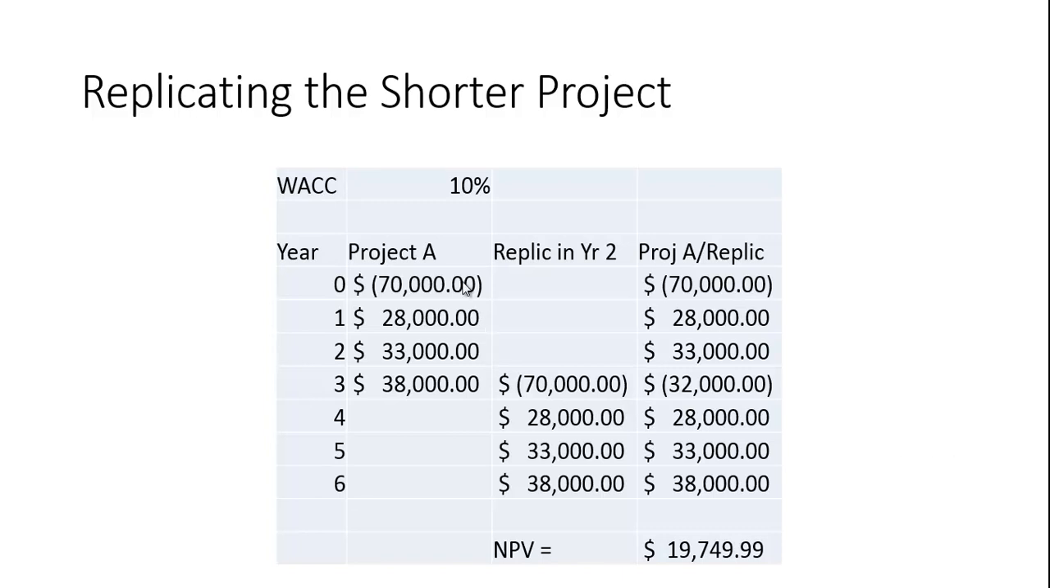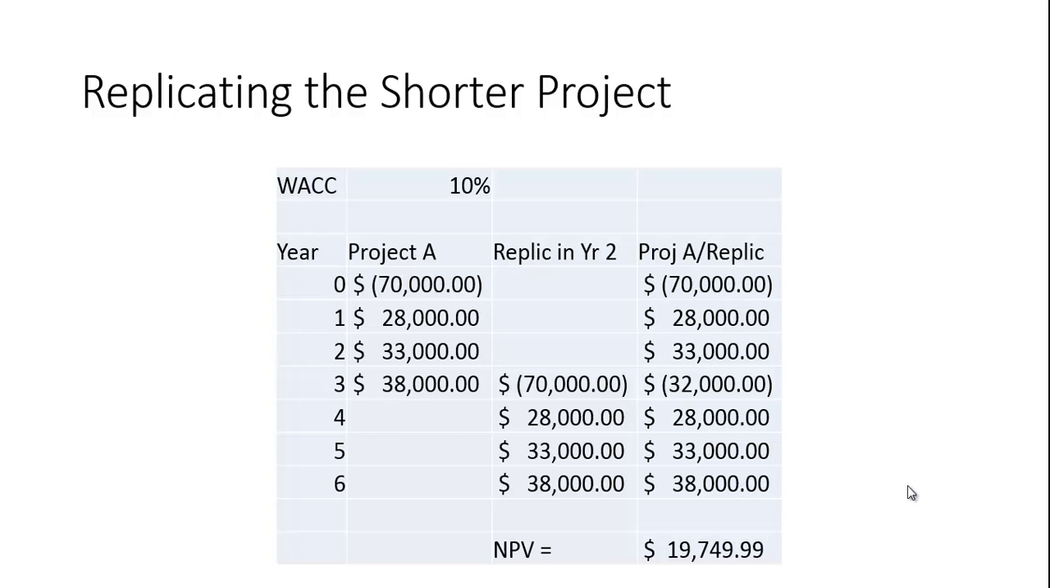And you can see that these first 3 cash flows, the original cost, and the cash flow in year 1 and year 2 are the same because we haven't replicated the project. In year 3, we get a $38,000 cash flow, but we have to make a $70,000 investment. So we're going to have a negative $32,000 cash flow in year 3, and then we're going to have the same cash flows we had before, $28,000, $33,000, and $38,000.